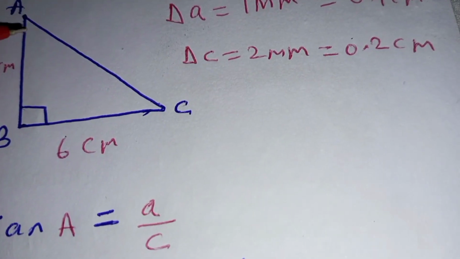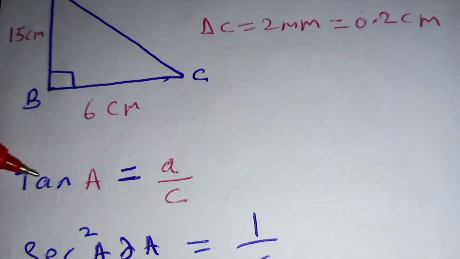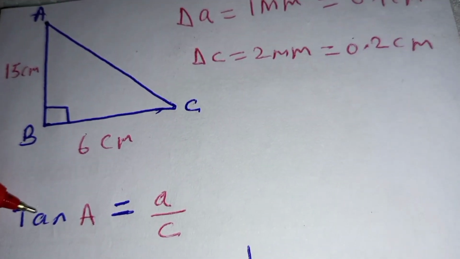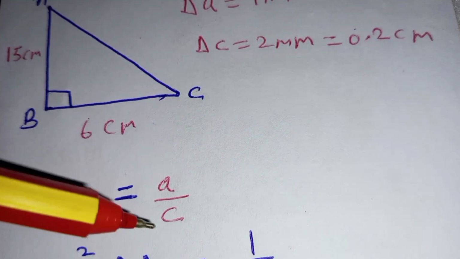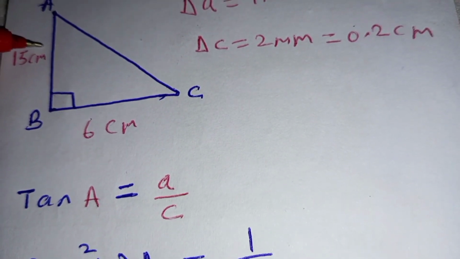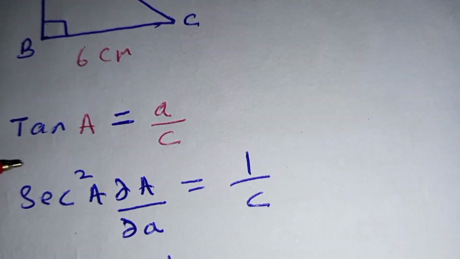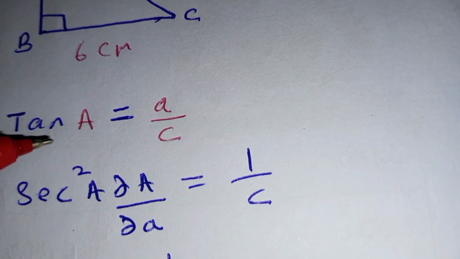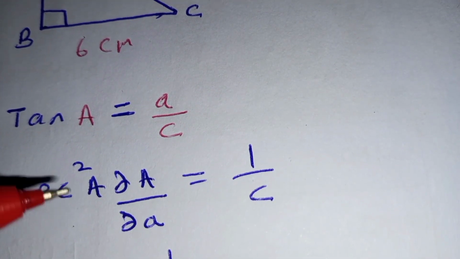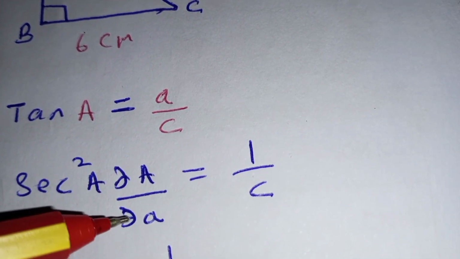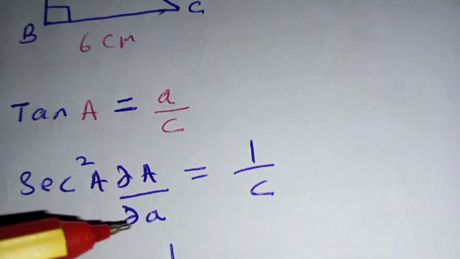In calculating A, we are going to apply the trigonometric ratio, whereby we know that tan of A will be given by the opposite, which is small a, divided by the adjacent, which is small c. Then from there, we differentiate this equation partially with respect to a. When you differentiate tan, it will be sec squared A, partial of A with respect to small a. When you differentiate a over c, it is 1 over c, since c is constant with respect to a.